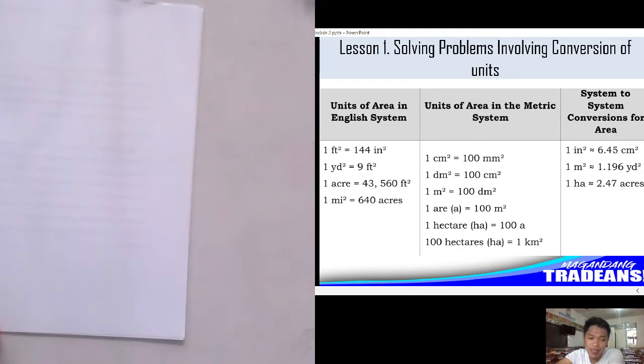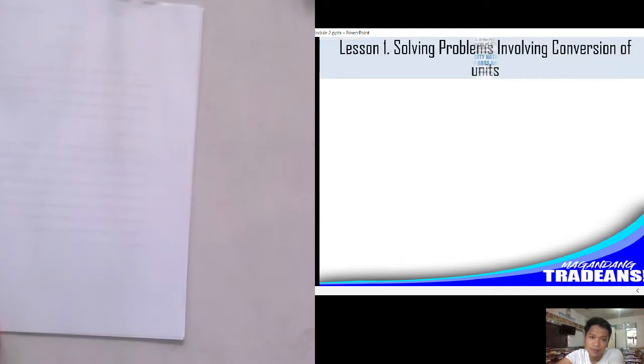To read that one, that is square feet and square inches, not feet squared. We often get confused because the centimeter or millimeter comes first before the squared or the 2 on top. Another example, 1 hectare or HA is equal to 100 acres. The A means acre. Next, 100 hectares is equivalent to 1,000 square kilometers, and so on and so forth.